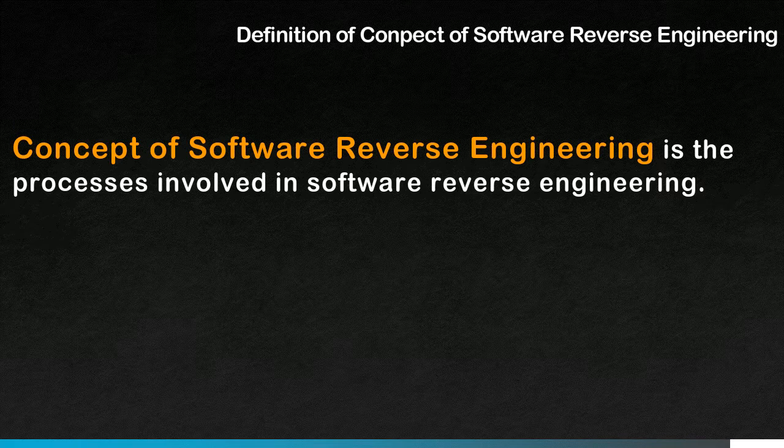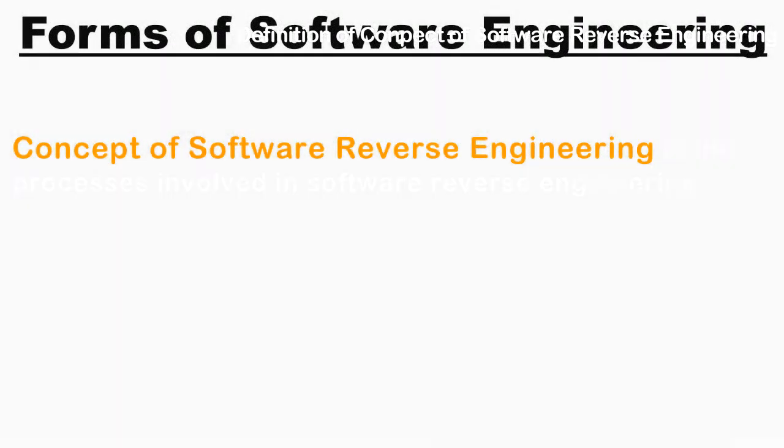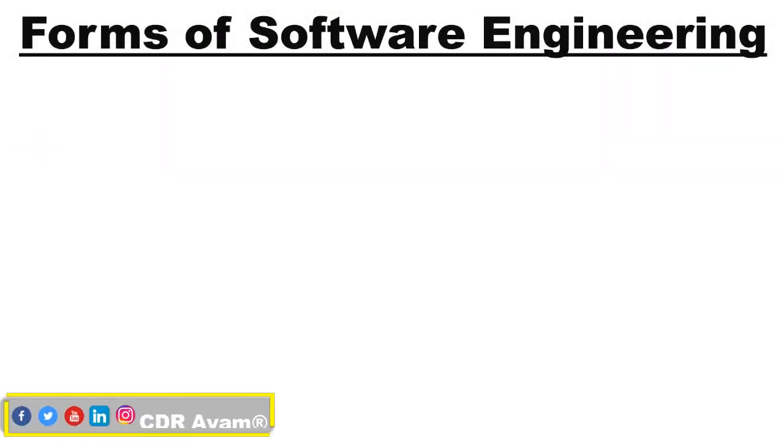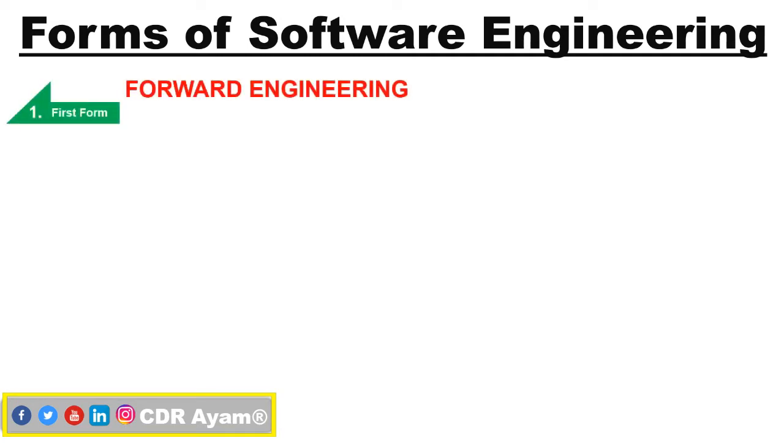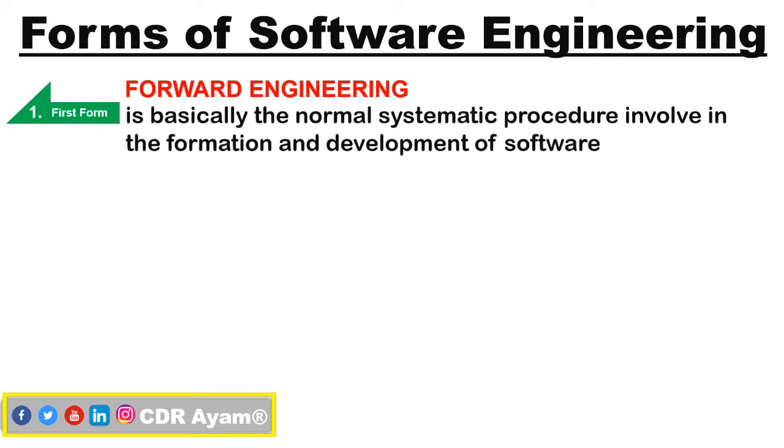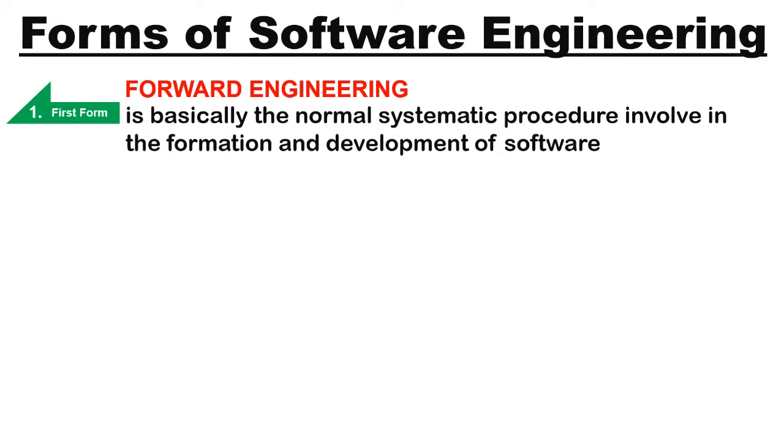For easy understanding of the processes involved in software reverse engineering, let us first identify the various forms of software engineering. The first form of software engineering is forward engineering. Software forward engineering is basically the normal systematic procedure involved in the formation and development of a software. In other words, the software development lifecycle.